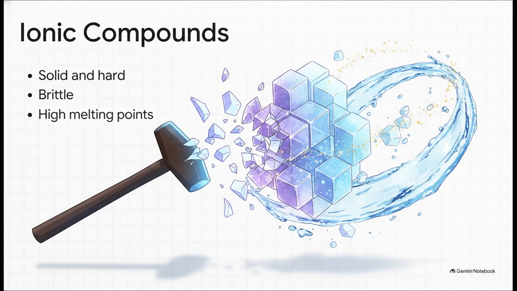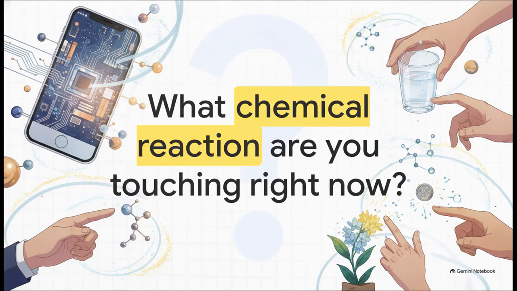Because the bonds are so tight, they require massive amounts of heat energy to break apart, which means they have extremely high melting and boiling points. And interestingly enough, while they generally dissolve super easily in water, they are completely insoluble in solvents like petrol or kerosene. So we've traveled all the way from the physical traits of the metal casing on your smartphone, straight down to the electrostatic forces locking its atoms together.